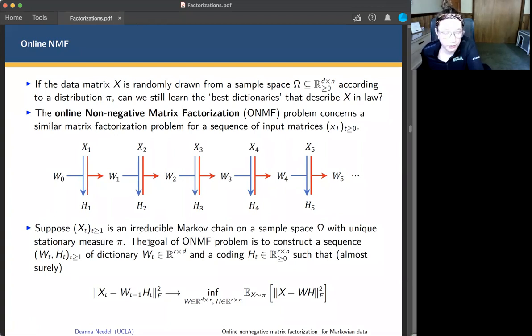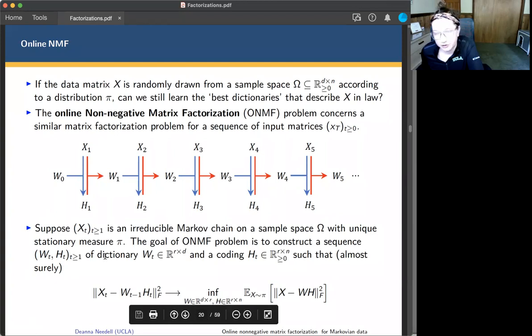And then the goal of our ONMF problem will be to construct a sequence, W and H, of dictionary factors such that almost surely this error, X minus WH, converges as t increases to the best, so the minimum over all possible W and H pairs in expectation. So we're looking at the best W and H that explain X in expectation over the distribution that X is sampled from.